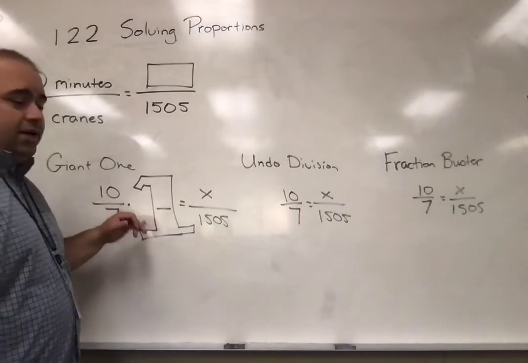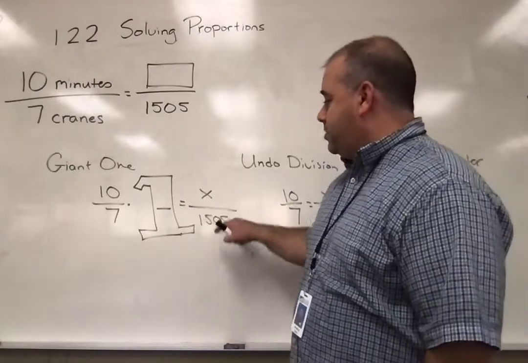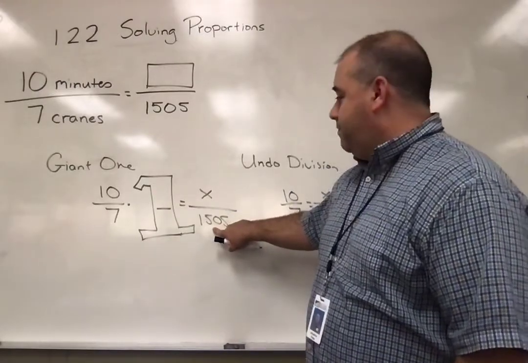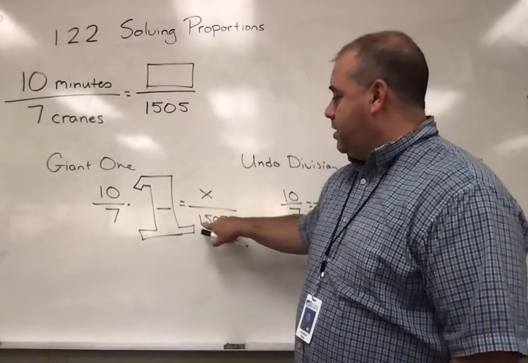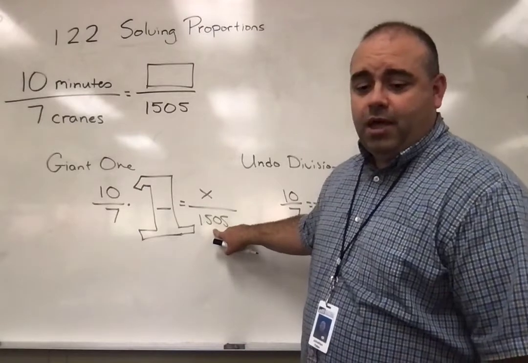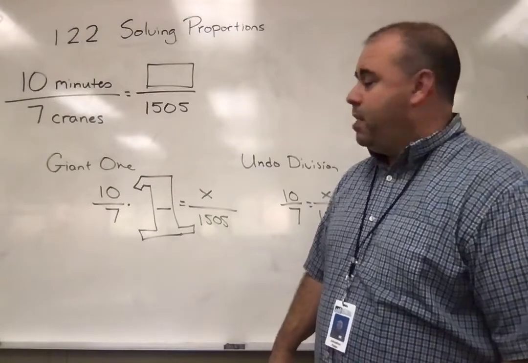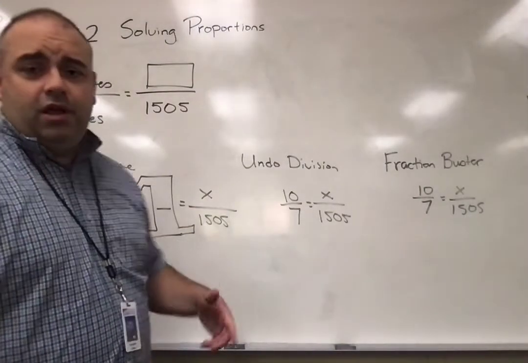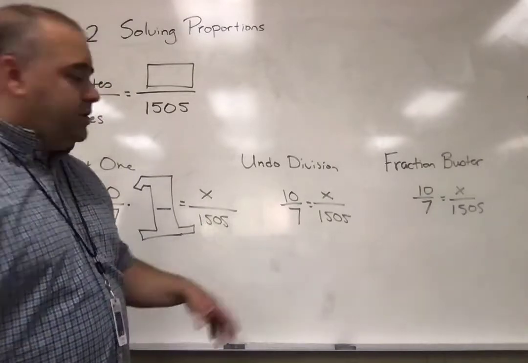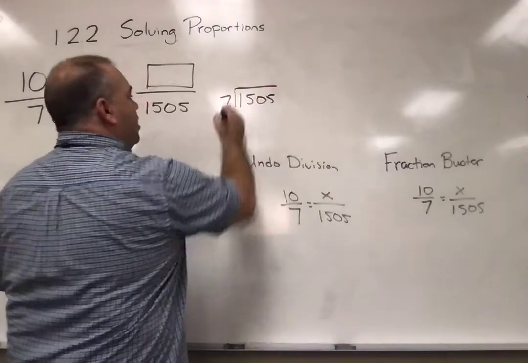The giant one basically says we're going to find a number, same on top, same on bottom, that's going to turn into 1,505. So we start with 7, and we need to know what times 7 gives me 1,505. If we find that out, we can end up multiplying the top by it too. That's the first strategy. So if we calculate it, we'd have 1,505 divided by 7. If you have a calculator, it's going to be a lot easier. If not, you can always do it on paper.